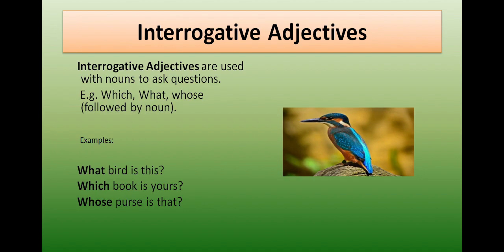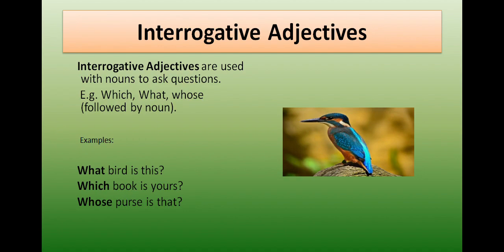Now we shall learn about interrogative adjectives. Interrogative adjectives are used with nouns to ask questions. For example, which, what, whose. What bird is this? Which book is yours? Whose purse is this? Here we see that these words are immediately followed by the nouns bird, book and purse. Hence they are interrogative adjectives.